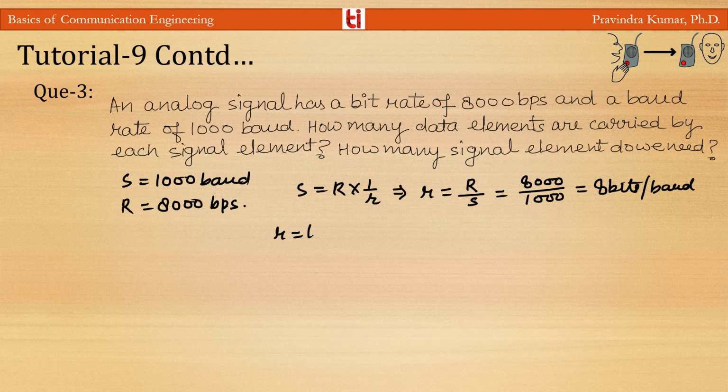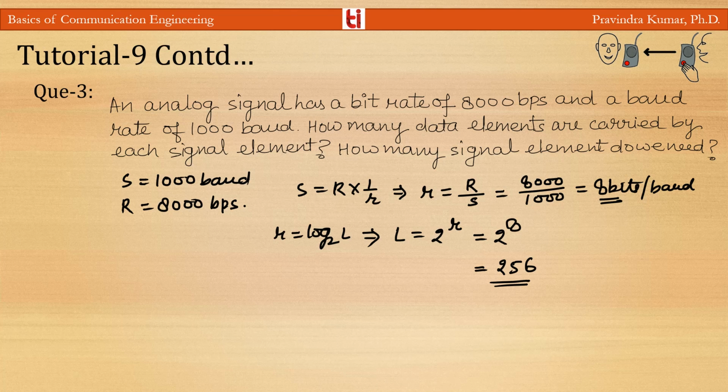And since r is equal to log 2 L, from here L will be equal to 2 to the power r, and r we have calculated as 8. So 2 to the power 8, the number of levels, is 256. So with 8 bits we can have 256 levels here.